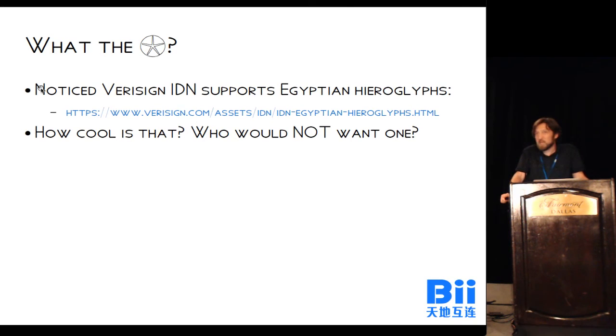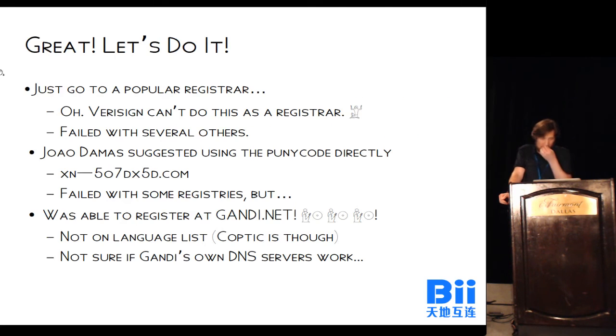You see on this slide there's a "what the", and then there's a little funny symbol up there. As far as I know, that's the Egyptian hieroglyph that represents the underworld. So, what the hell? Basically, I noticed at one point, as you do, that VeriSign IDNs support Egyptian hieroglyphs. And I thought, wow, that's quite cool. Of course, I want domain names with Egyptian hieroglyphs in them. So how do I go about doing this?